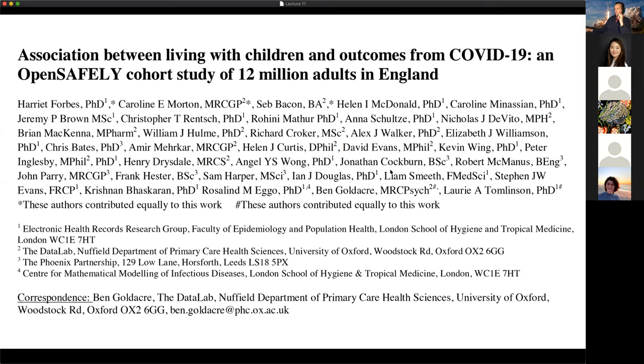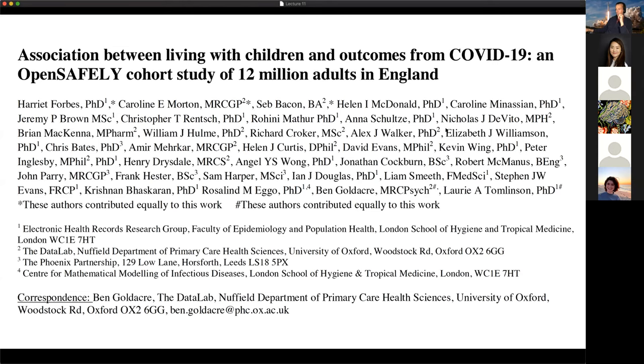But there's a preprint that just appeared on MedArchive, just a couple of weeks old. Association between living with children and outcomes from COVID-19, an OpenSAFELY cohort study of 12 million adults in England. Let me preface this study by saying why I think it's so interesting. I'm sure you've often heard arguments that even though children themselves might not get sick, even if they contract the virus, they might increase the risk of adults that they live with by bringing the disease home and perhaps increasing the risk of COVID-19 infections or hospitalizations or complications. This study directly measured whether or not that's the case.